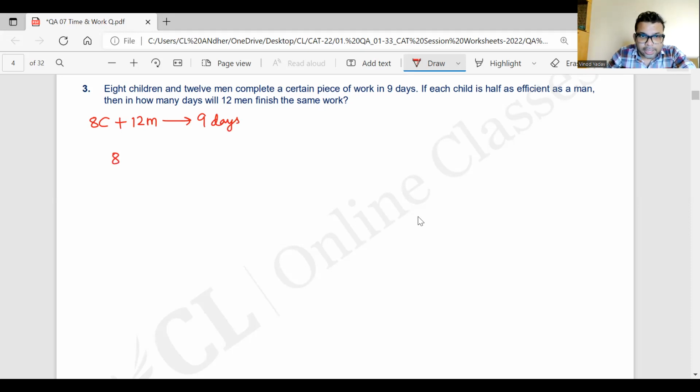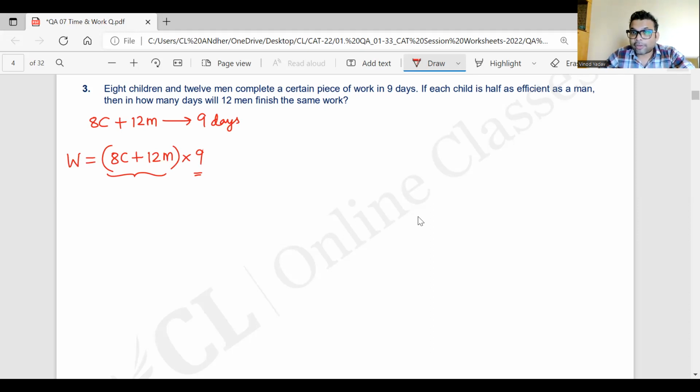It's like 8C plus 12M units of work getting done every day and it took 9 days. So this is how we will define our work. This much units per day into 9 days. Comfortable, clear, easy. But here there are two variables. Let's see how I change from two variables to one variable.